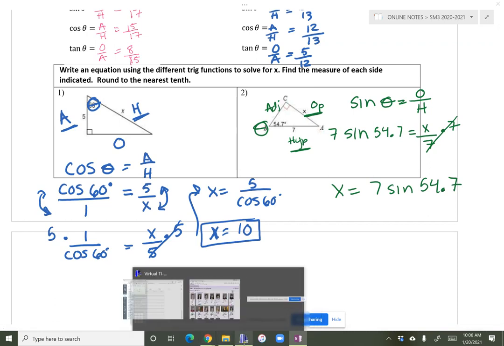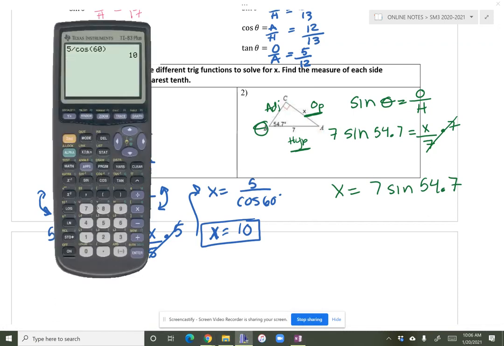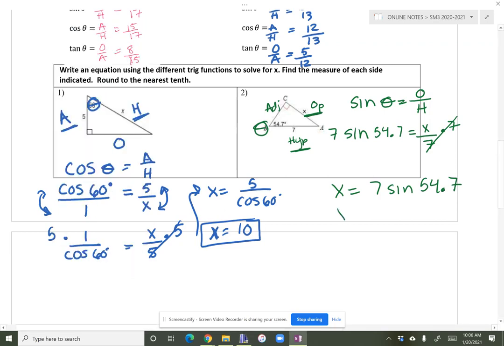And I grab my calculator and I go 7 sine of 54.7. And I get 5.71. So that's going to be X equals 5.7. Okay, I'm reading instructions, rounded to the nearest tenth, so that makes it 5.7.